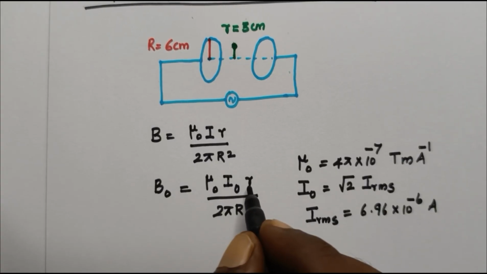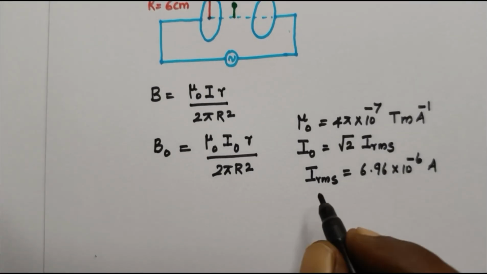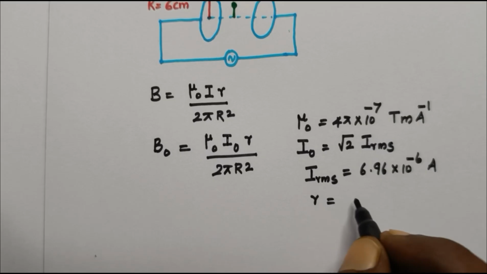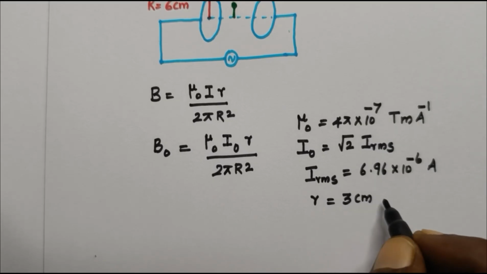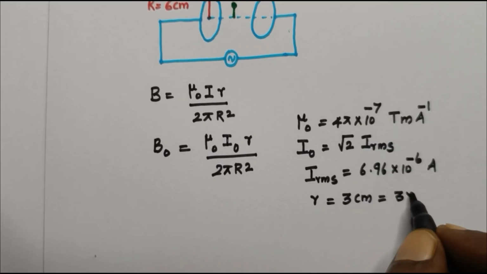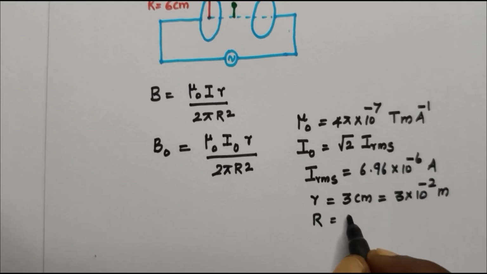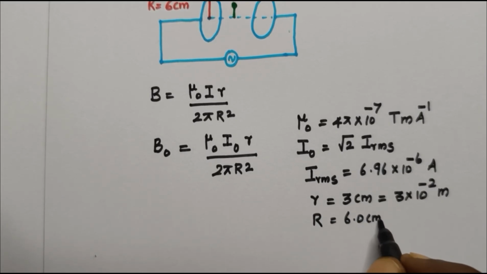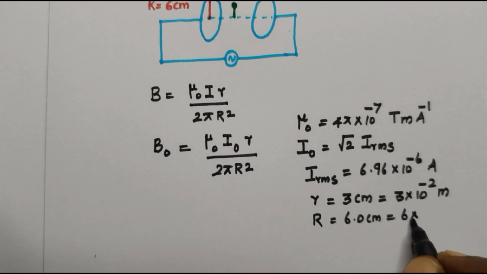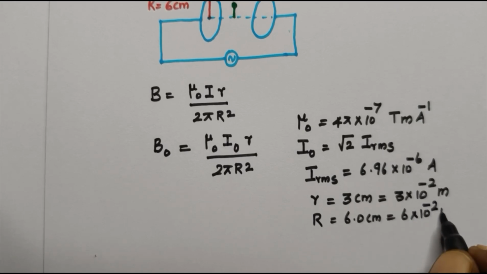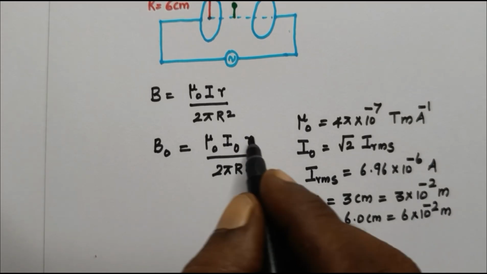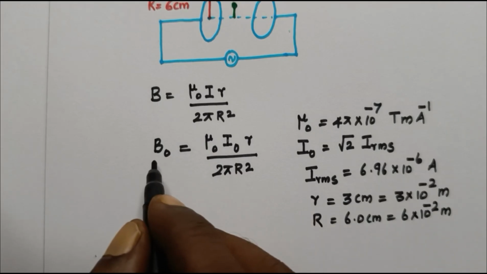Small r is the distance of the point. The distance of the point r is equal to 3 centimeter. This is equal to 3 into 10 to the power minus 2 meter. Capital R is equal to 6.0 centimeter. This is equal to 6 into 10 to the power minus 2 meter. So we know all these values. Therefore we can find the value of amplitude of the magnetic field.